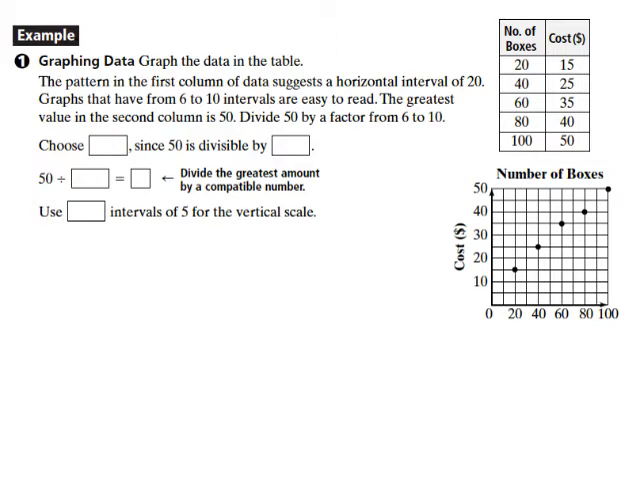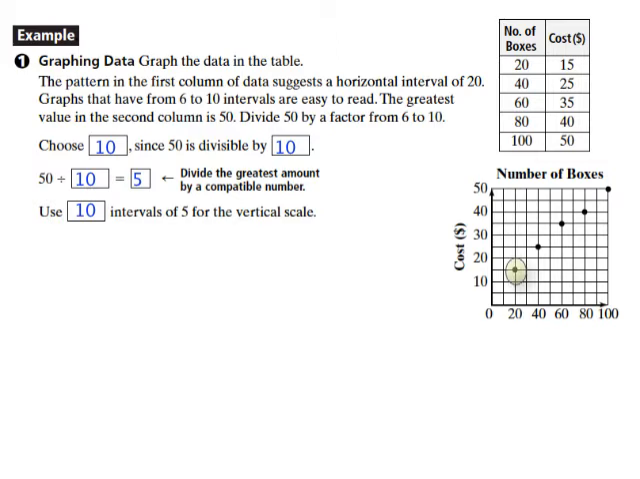The pattern in the first column of data suggests a horizontal interval of 20. Graphs that have from 6 to 10 intervals are easy to read. The greatest value in the second column is 50. Divide 50 by a factor from 6 to 10. We're going to choose 10 since 50 is divisible by 10. So 50 divided by 10 is 5. We divide the greatest amount by a compatible number. We'll use 10 intervals of 5 for the vertical scale.